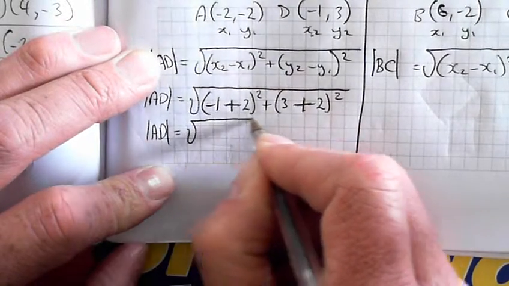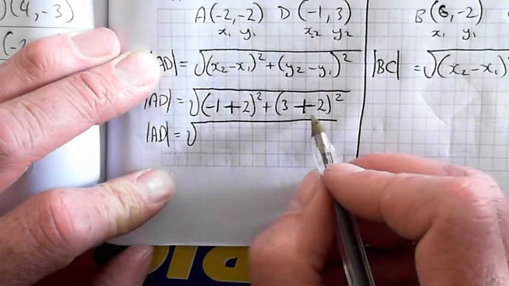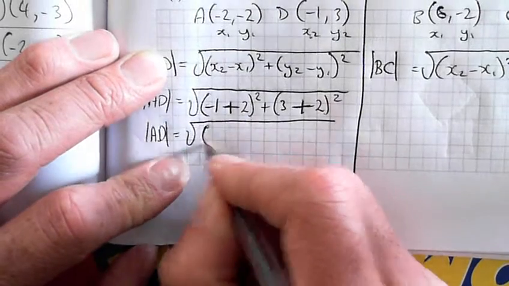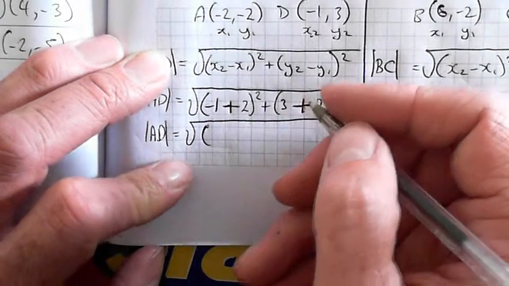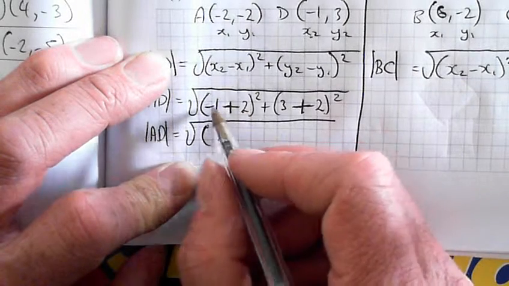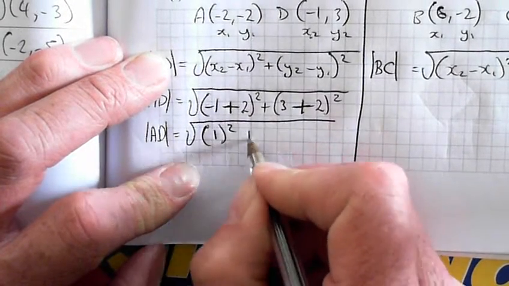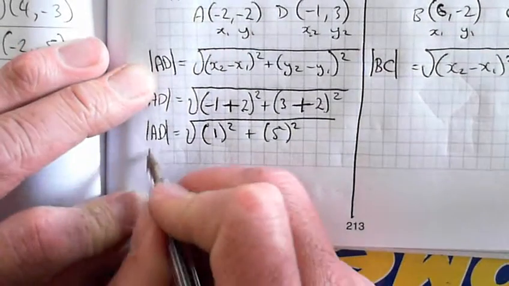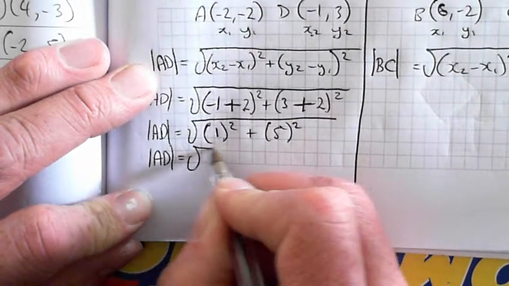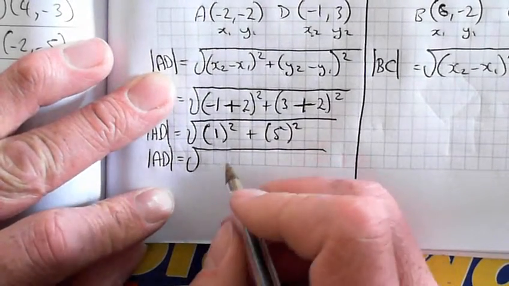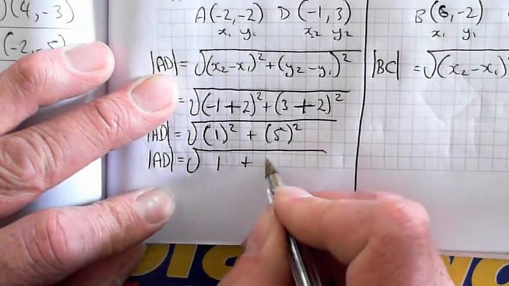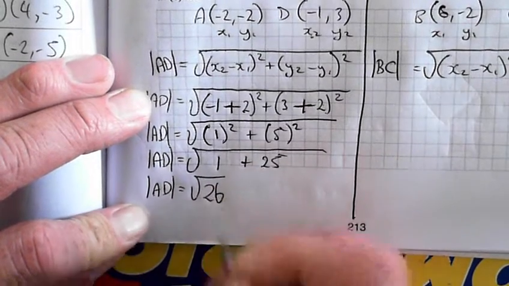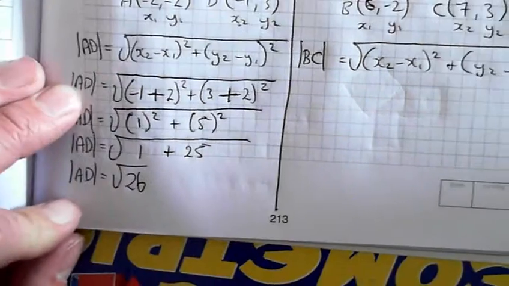Is that minus 3? There's no minus 3, no. Right, so we have to add minus 1 plus 2. If you're not good at that, use a calculator. So it's the same as 2 minus 1, which is 1 squared. And 3 plus 2 is 5 squared. We'll finish it off. AD is equal to the square root of 1 squared, which is 1 times 1 is 1, and 5 times 5 is 25. So AD is equal to square root 26. You can leave it like that for the moment, and let's see how the other side works out.